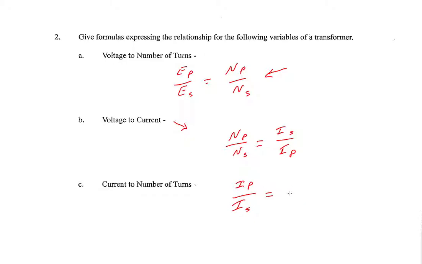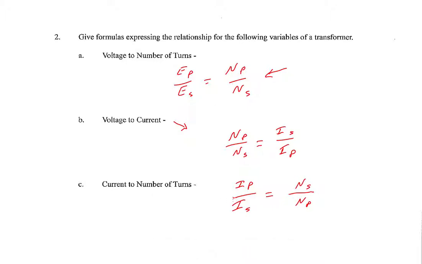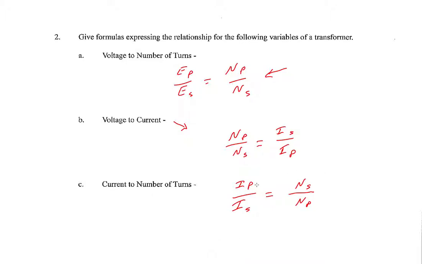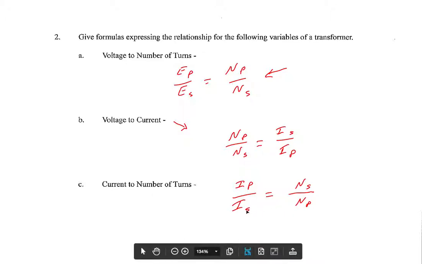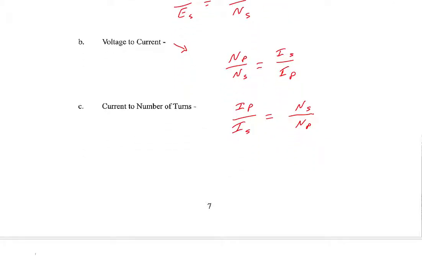So if you draw the turns over here, it's going to be flipped over. So it's not a direct proportion, it's an inverse proportion. And if it's an inverse proportion, if the primary is in the numerator on this side, it'll be in the denominator on the other side. If the secondary is in the denominator here, it'll be in the numerator on the other side of the equation.